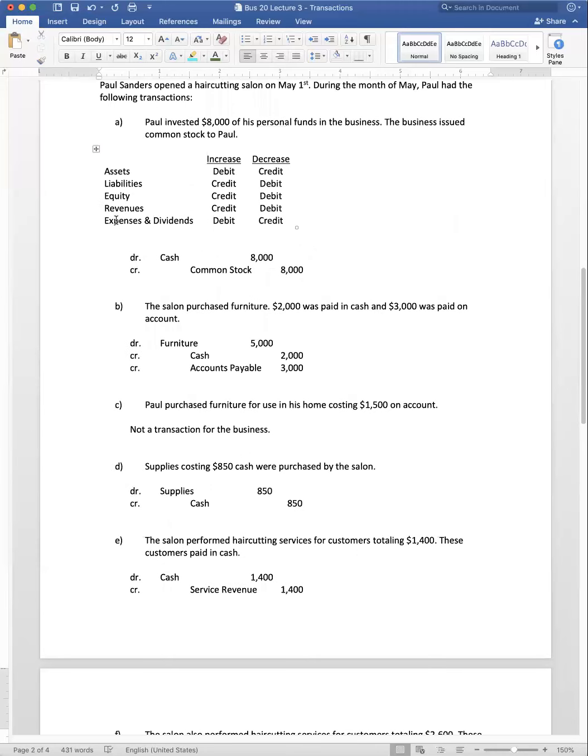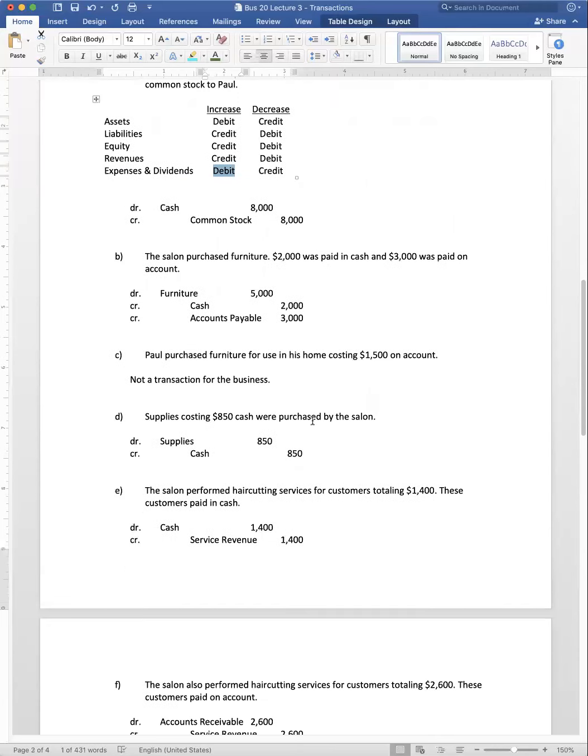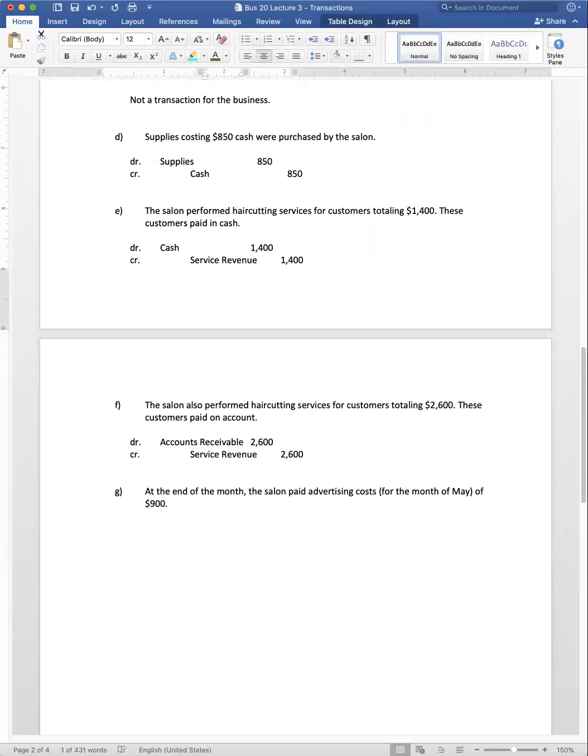All right, so let's go look at our table here. Expenses are going to be here. Do we have more expense or less expense? Well, we didn't have an expense before, and we do have an expense now, so we've increased our expenses. We have a debit to advertising expense.